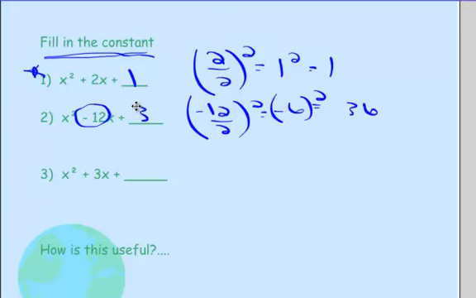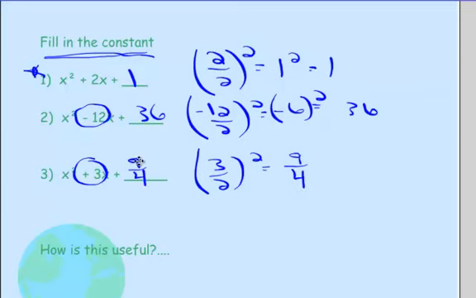This value is 36. And even if it's not even, we can do the same thing. So 3 halves, and if I have to square it, remember our rules, I have to square the top and square the bottom. So 9/4.